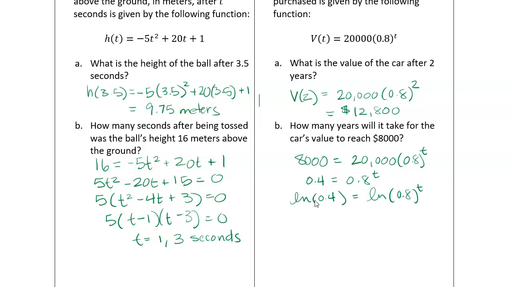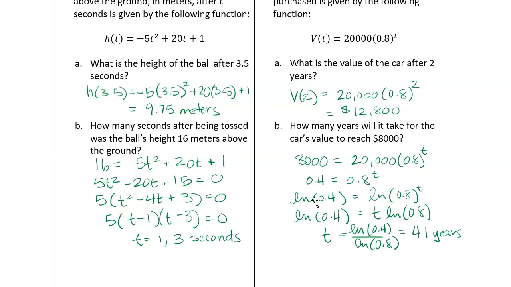Now I can use the properties of logarithms to bring that t out front. So I'm just going to copy this down: natural log of 0.4 is equal to t times the natural log of 0.8. The natural log of 0.8 is just a number, so now I can solve for t by dividing both sides by the natural log of 0.8. So t is equal to the natural log of 0.4 over the natural log of 0.8. That's something I can put in my calculator, and I get 4.1 years.